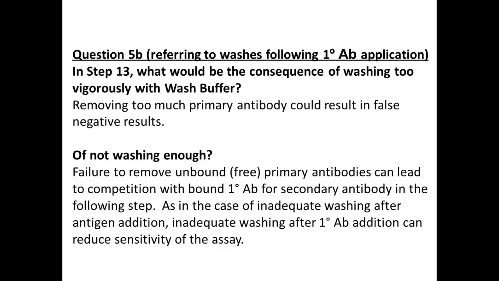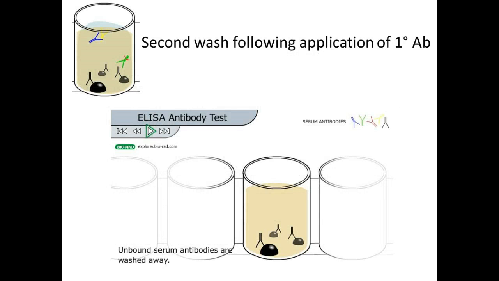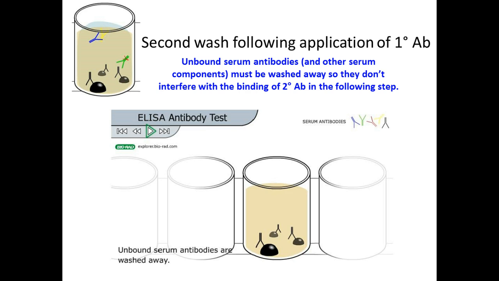And that will really affect the sensitivity of our test. So we only want stuff that's bound. At this step, for a positive, we should have antigen with the specific primary antibody attached to it. You really want to get rid of other serum components and all of the various antibodies.